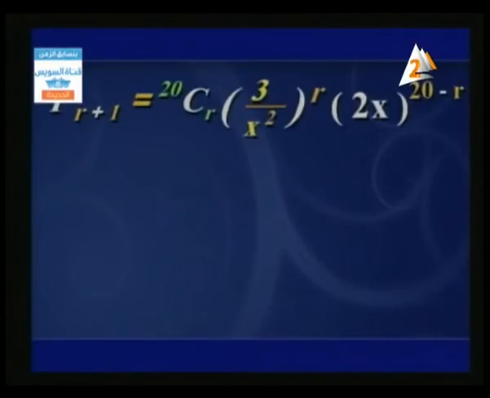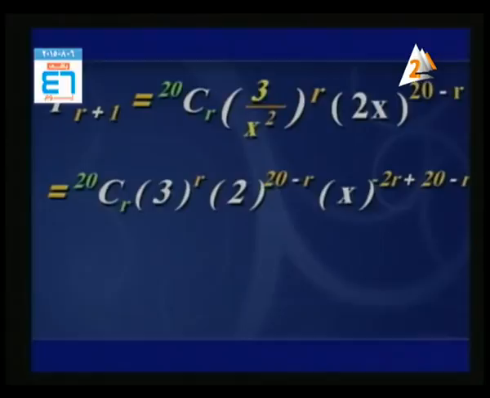T(r+1) equals 20Cr times (3/x²)^r times (2x)^(20−r), which equals 20Cr 3^r 2^(20−r) x^(−2r + 20 − r).